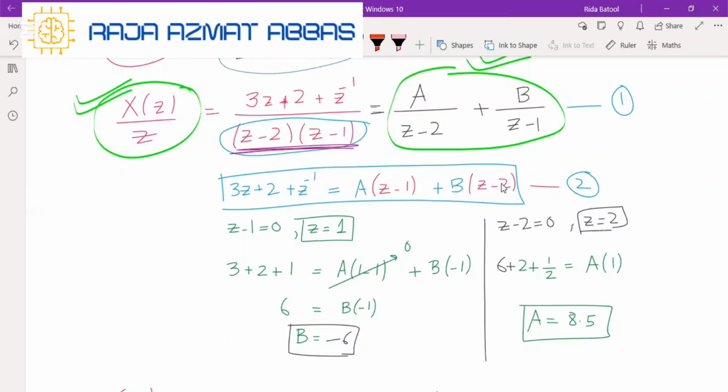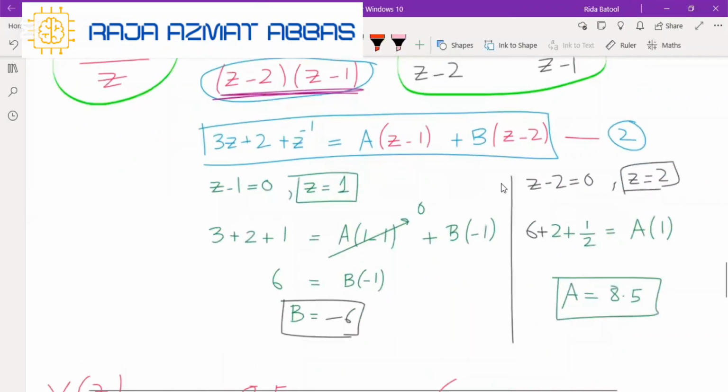Then we have to put values of Z by using the factors, because there are two factors, Z minus 1 and Z minus 2. So you have to take the first factor equals to 0 to get the first value of Z. Then you put the first value of Z in the equation to get one of the numerators. For example, we are getting B in the first case.